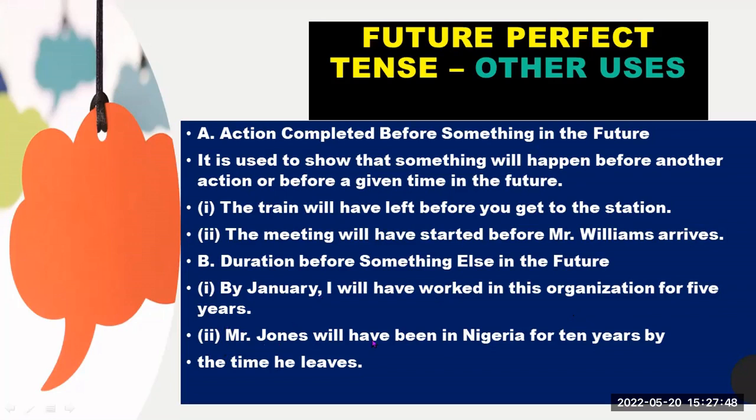Another example is Mr. Jones will have been in Nigeria for 10 years by the time he leaves. You know when Mr. Jones started living in Nigeria, you have calculated the period, and then you are aware of exactly the date of his leaving the country. So, you know, there's a kind of calculation when you project into the future and you predict what is going to happen at a given point in the future. So Mr. Jones will have been in Nigeria for 10 years by the time he leaves.